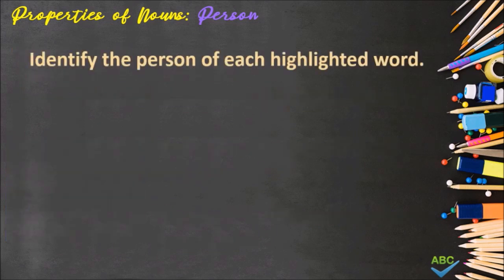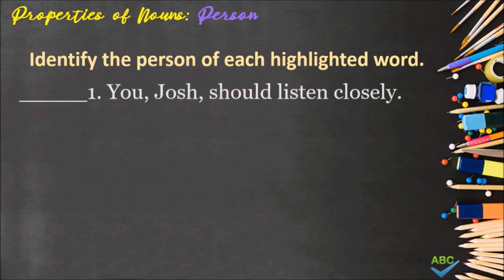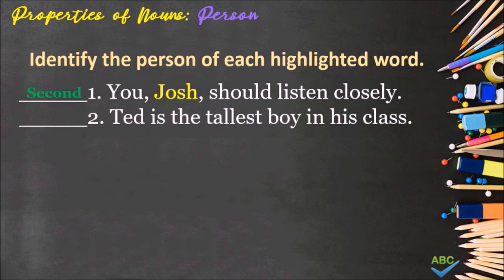Let us now answer this activity. Identify the person of each highlighted word. Number 1. You, Josh, should listen closely. The noun Josh is in what person? Second person. Number 2. Ted is the tallest boy in his class. The noun Ted is in what person?